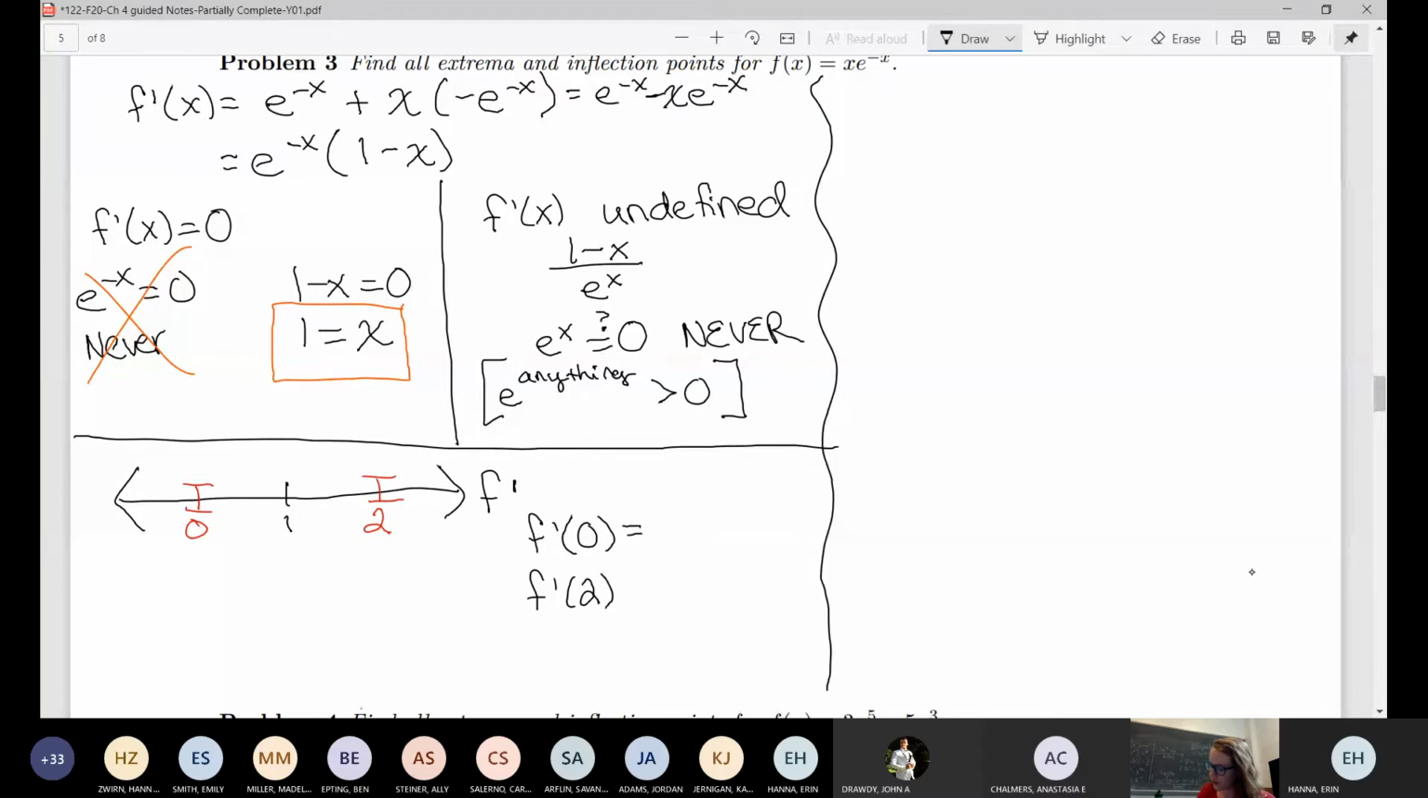So if I plug in 0, I'd get e to the 0, 1 minus 0. If you want to think about it in terms of just the sign, remember e to the anything is positive. So here we'd have a positive times a positive. This would also just result in 1. So I plugged in 0, I got a positive value. e to the negative 2, 1 minus 2. This would be a positive number times a negative number. So we should get a negative result.